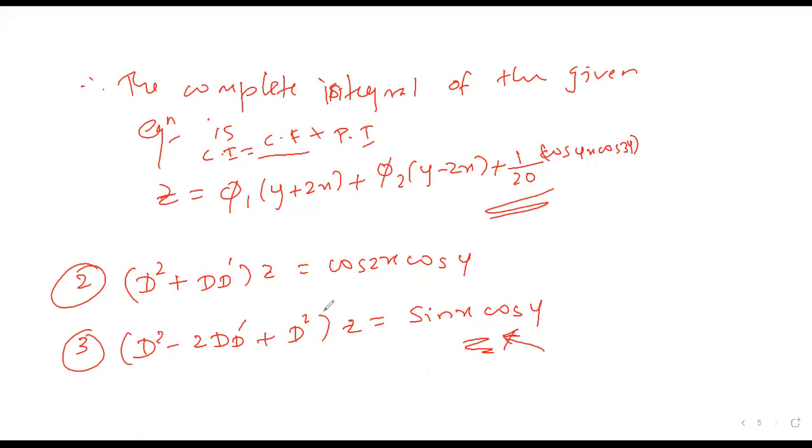Because we have the rules for cos x cos y or sin x sin y, but we don't have anything for sin x cos y or cos x sin y. So there we have to use our trigonometry identity. I will give that as a note. So just write down the question. I will give you the note for the particular integral.